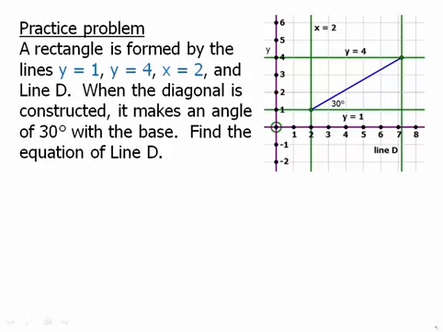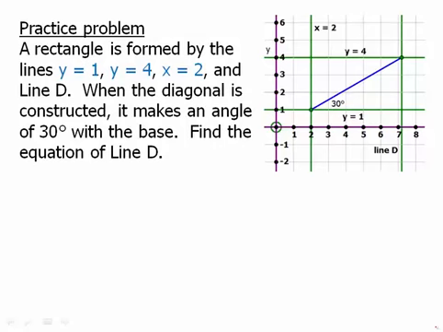Here's a practice problem. A rectangle is formed by the lines y equals 1, y equals 4, x equals 2, and x equals d. When the diagonal is constructed, it makes an angle of 30 degrees at the base. Find the equation of line D. So I'm going to suggest that you pause the video, work on this, and then we'll talk about this.